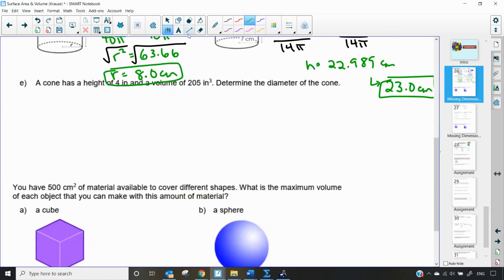All right, taking a look at our next question, we're told that a cone has a height of 4 inches and a volume of 205 inches cubed. And we're asked to find the diameter of the cone. So we'll start off by sketching a diagram.